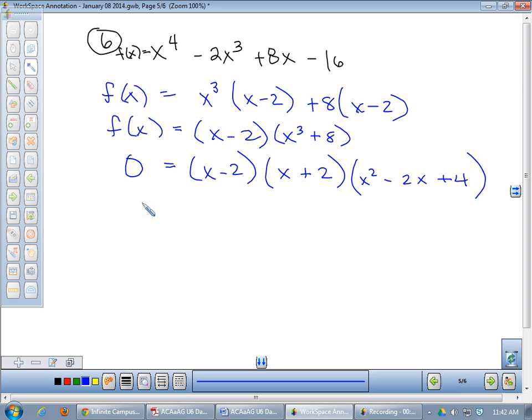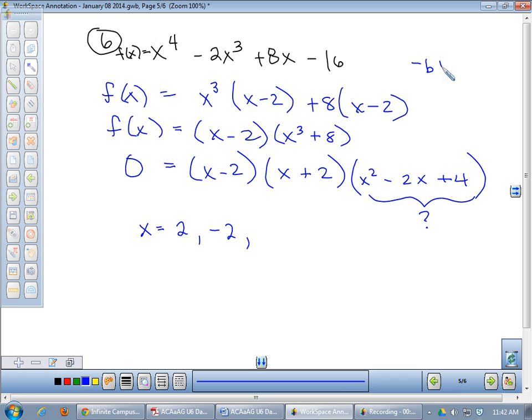So the first two are easy to see. What do you see? X equals 2 and x equals negative 2 and x equals... This doesn't factor anymore. How do I figure out what x equals? Okay, this is a perfect square and this is a perfect square, but this middle term doesn't work for us. So I can't make that one factor. What do you do to a quadratic when you can't make it factor? You use the quadratic formula.